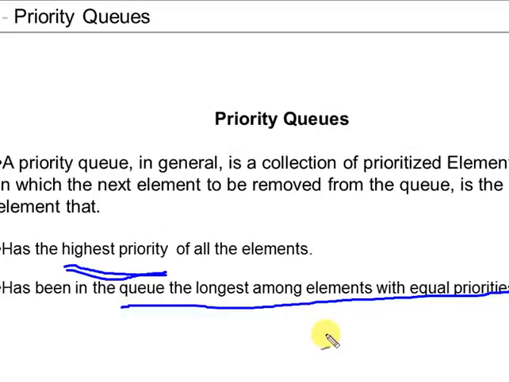Now let us assume that there are three elements in the queue which have the same highest priority. Then you have to find out who came first in the queue. The one who came first will go out first. So after finding out the priority, we still use the same queuing principle called first in, first out. So it is priority plus first in, first out principle that is called priority queue.